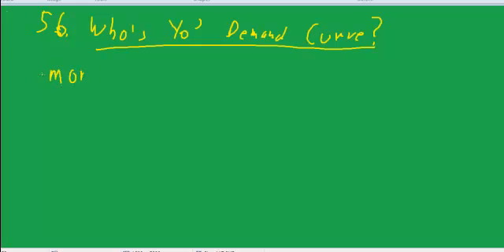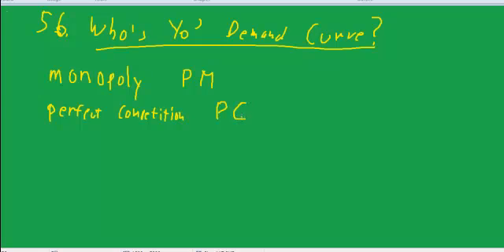So one market structure is what I'll call pure monopoly. Don't worry about these letters that I'm going to use, that's just my own shortcut. I'll call that PM. Again, you don't have to remember that. I'm just going to use that so I don't have to keep writing monopoly all the time. And then there's something called perfect competition. And I'll, again, using my own letters, PC.